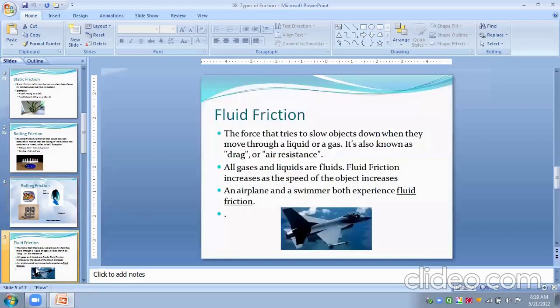Then we have fluid friction or viscous friction, the force that tries to slow objects down when they are moved through a liquid or gaseous phase, and it is also known as drag or air resistance. This fluid friction increases as the speed of the object increases. For example, an airplane or a swimmer in the sea both experience fluid friction.